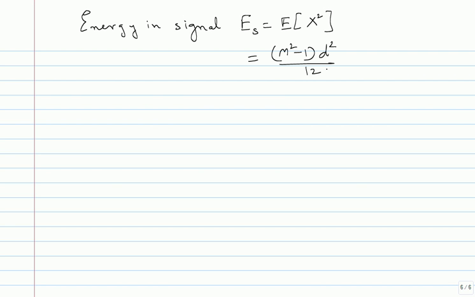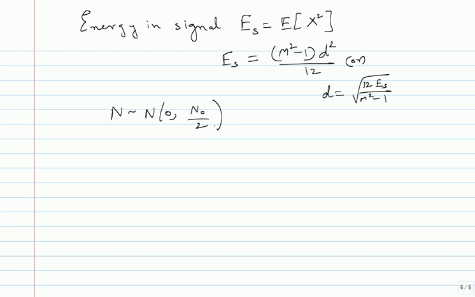So you can play around with it and write down D, or you can do the reverse. D is the square root of 12 E_S by (M squared minus 1). These are just computations that you can play around with. My noise N is normal with mean 0 and variance N0 by 2.